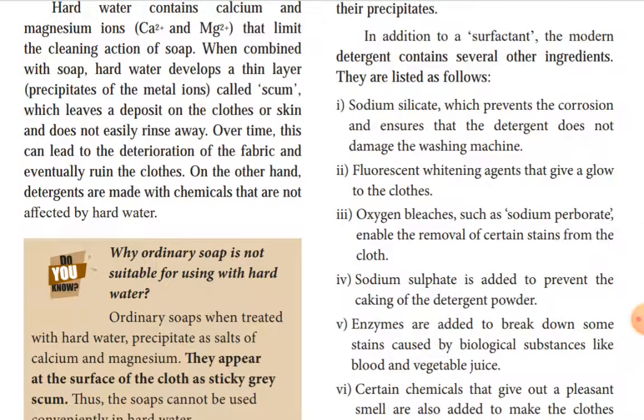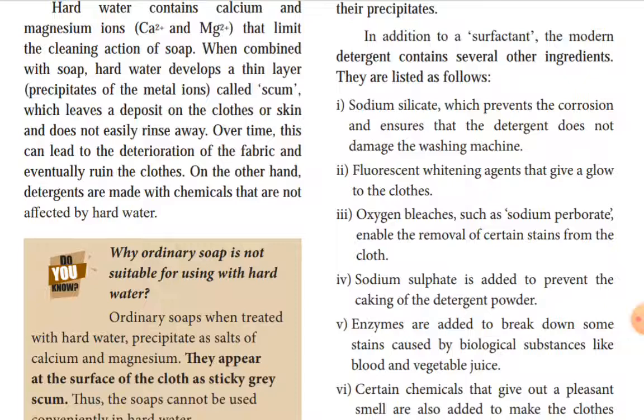First one, sodium silicate. Sodium silicate is added in the modern process. What is the use of sodium silicate? It prevents corrosion. When you use this detergent powder, the washing machines are going to be corroded because the drum is made up of metal.